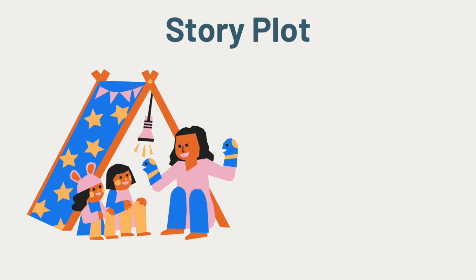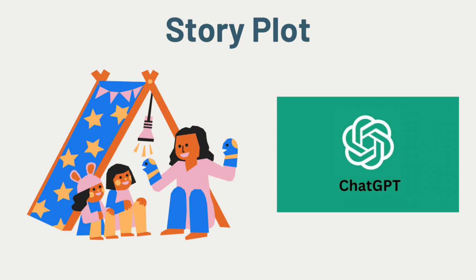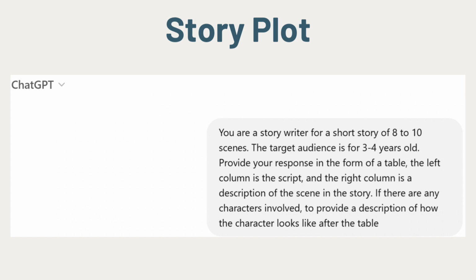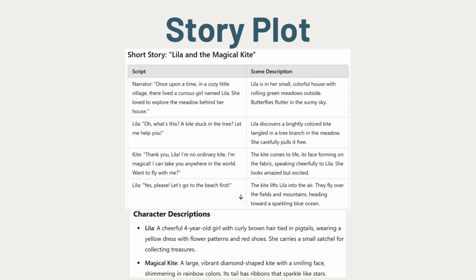For this, I turned to ChatGPT as my generative AI of choice to come up with a story plot. The reason being that compared to Gemini or Meta's Llama, I found it to be the most creative. So I will input a word prompt for ChatGPT to provide a script suitable for a target audience of 3 to 4 years old. And here are the prompt results.